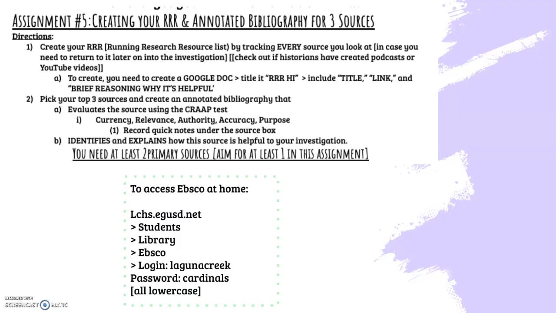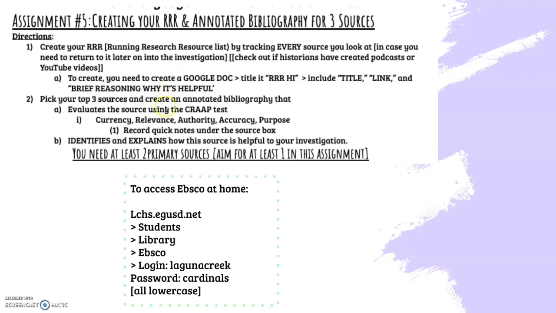So overall, what you are doing for assignment number 5 is you're adding to your RRR, your running resource research list, and then you're also creating an annotated bibliography, which means you're not just listing the sources, but you're deciding what is helpful to you about them. So make sure you're continuously adding to your RRR, which was an assignment in Google Classroom that I put in there about maybe 6-ish weeks ago.